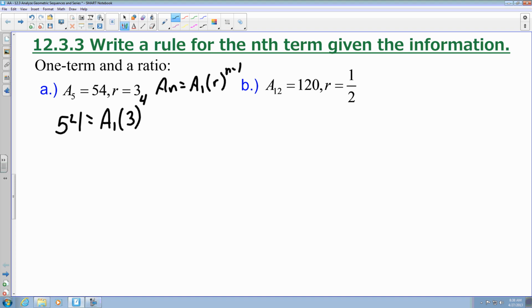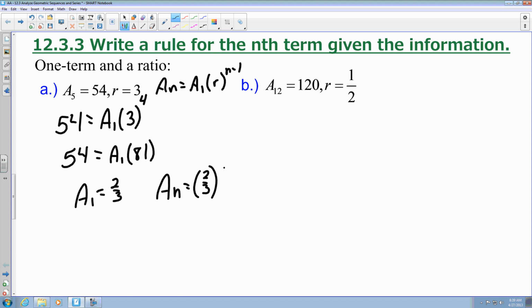So from here, I can go, what's 3 to the 4th power? 3 to the 4th power is 81, so I can say 54 equals a sub 1 times 81 here. So now I can say 54 divided by 81, that gives me what? 2/3. So I'm saying that a sub 1 here equals 2/3. So I can write my general equation as a sub n equals 2/3 times 3 to the n minus 1 power.